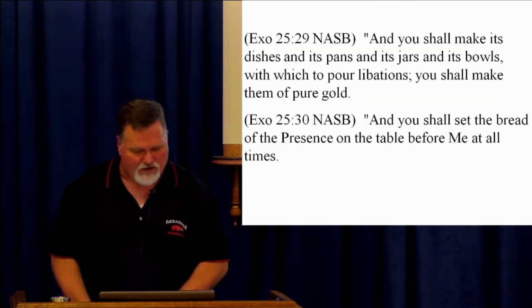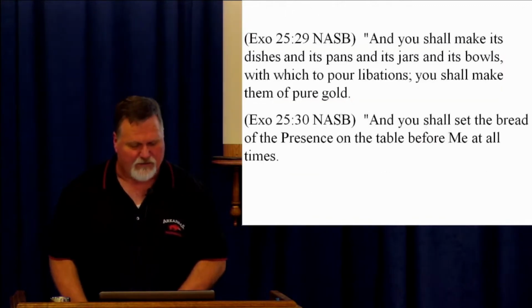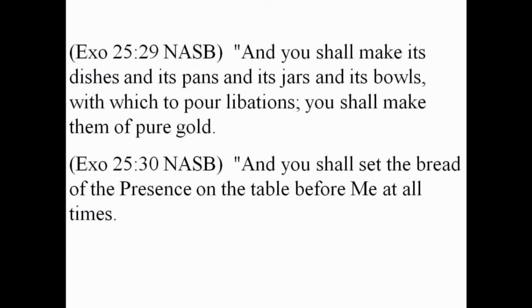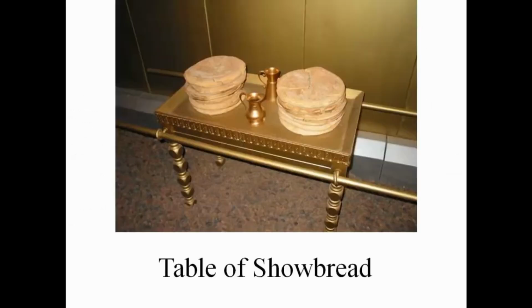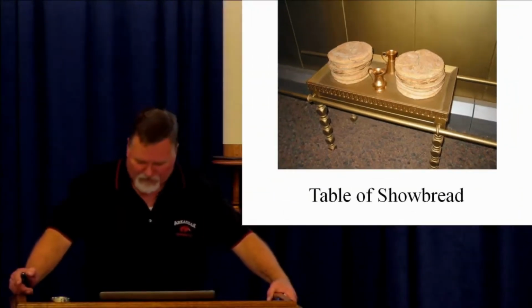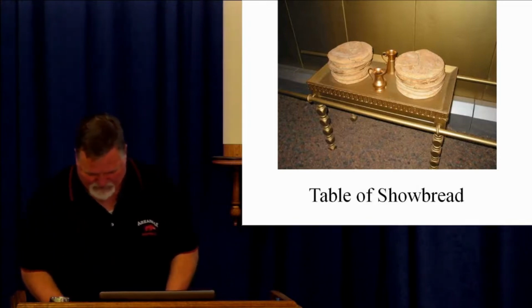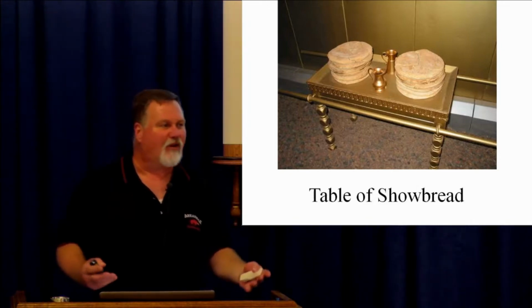Verses 29 and 30, and you shall make its dishes and its pans and its jars and its bowls with which to pour libations, and you shall make them of pure gold. You shall set the bread of the presence on the table before me at all times. So on the table were placed 12 loaves of bread, and the bread was changed every Sabbath. And the bread that was removed was eaten with wine by the priestly family in the holy place. And Yeshua Messiah is the showbread for believers to take a part of and have eternal life.